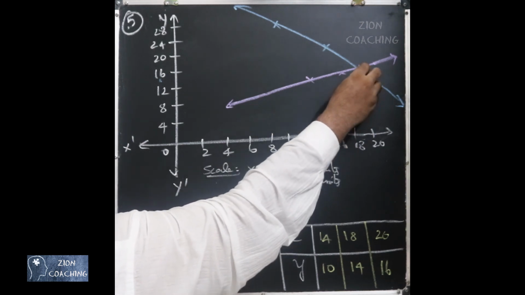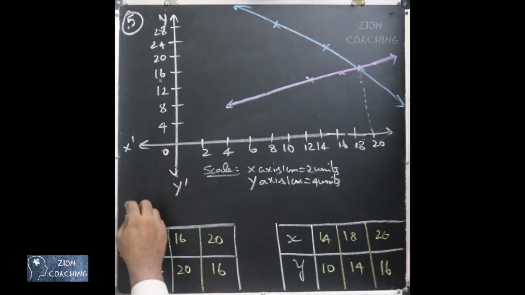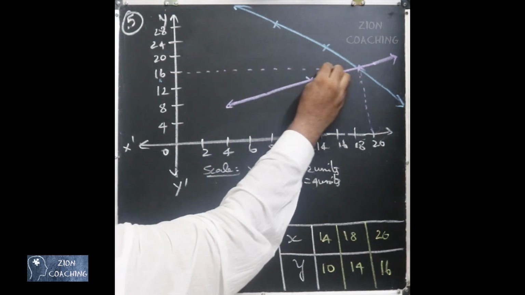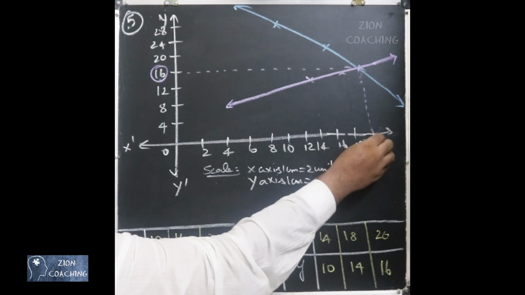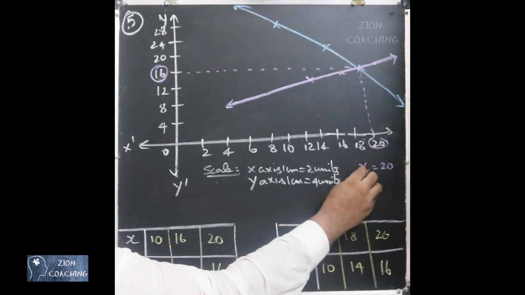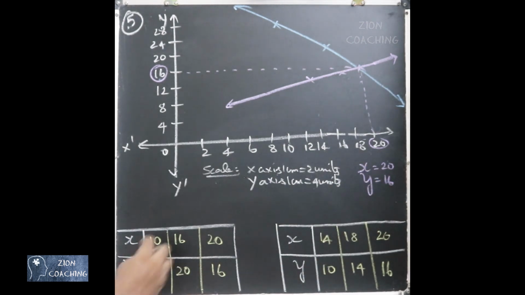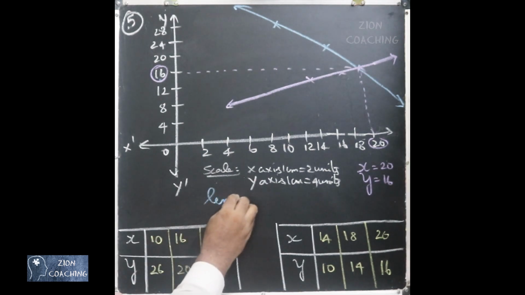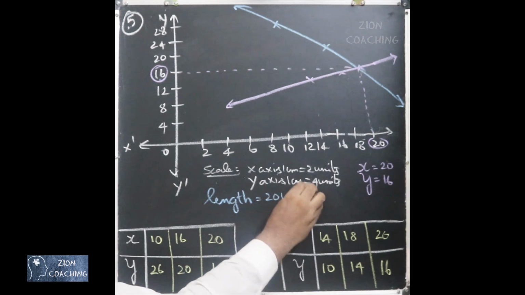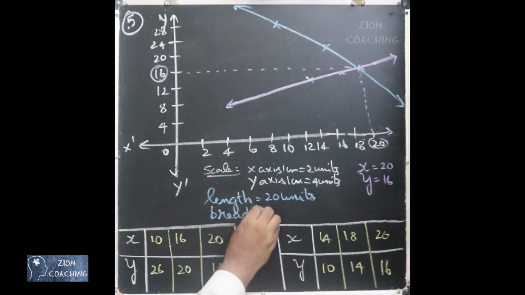We have found that x value to be 20 and the y value to be 16. So x value is equal to 20, y value is equal to 16. That is, length is going to be 20 units, breadth is going to be 16 units.